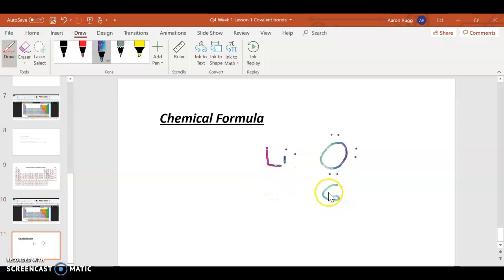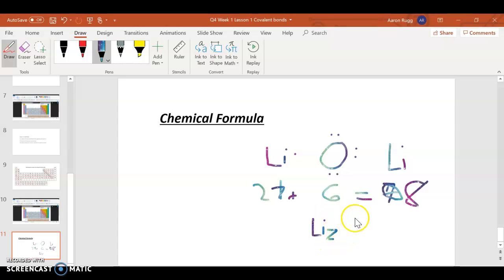It has 6. It has 1. That's only going to give me 7, right? I want 8. So I need 2 lithium atoms, right? That gives me 2. That gets me to 8, right? So when I draw the formula, I'm going to have 2 lithium atoms for every oxygen atom, okay?